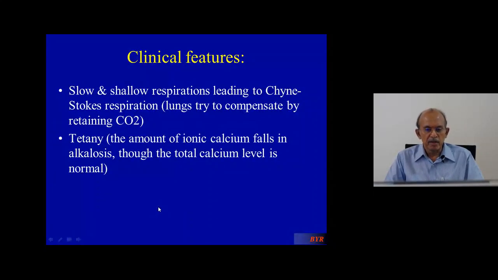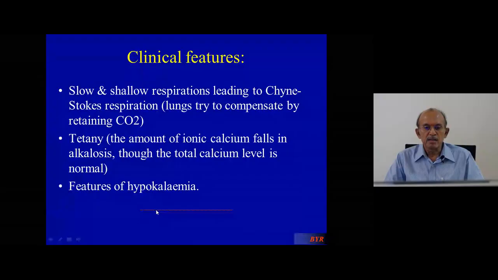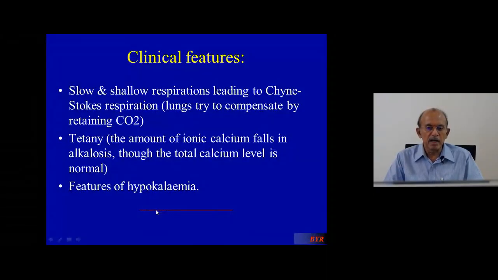There may be tetany because in alkalosis, the ionic calcium falls. Though total calcium is normal, whenever the ionic calcium falls, it leads to tetany. Then there will be features of associated hypokalemia because the potassium from the ECF will go into the cells in place of hydrogen ions that are coming out from the cells.